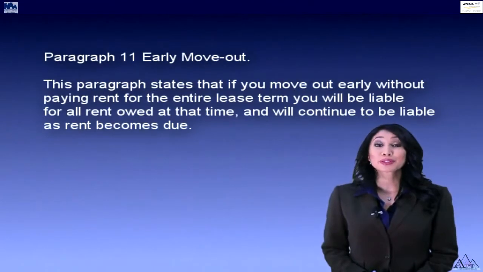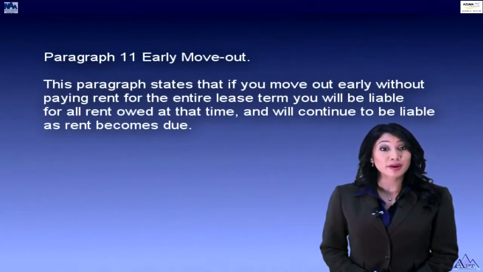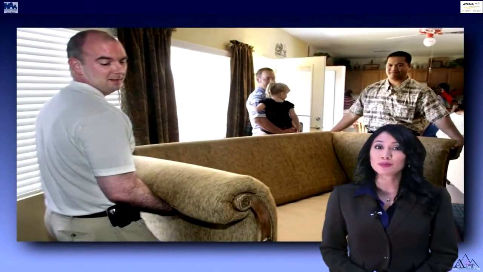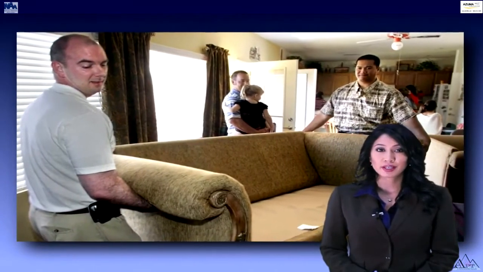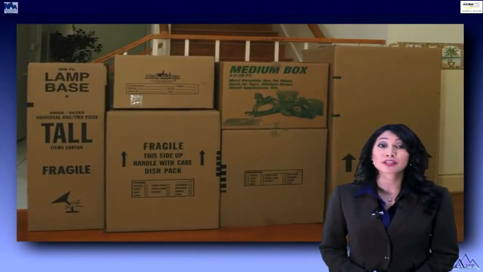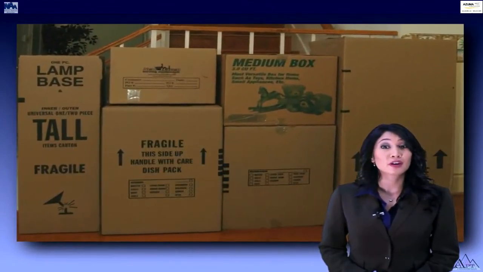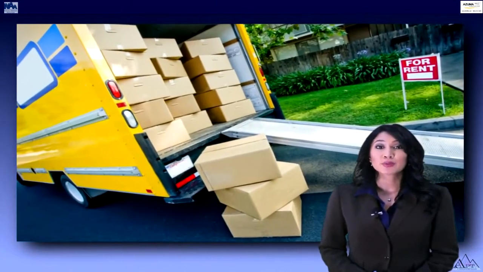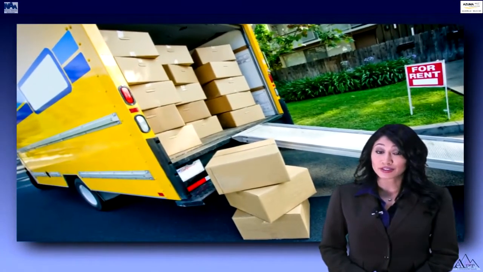Paragraph 11, early move out. This paragraph states that if you move out early without paying rent for the entire lease term, you will be liable for all rent owed at that time and will continue to be liable as rent becomes due. You will also continue to owe rent as it becomes due if you move out at the property owner's demand because of your default or if you are judicially evicted. If you move out early, you will also pay for any rent concession that was given to you.